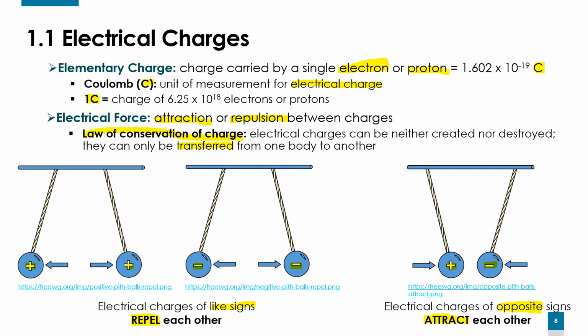Okay, and how do I measure the charge? How much? By the Coulomb. So one electron or one proton has 1.602 times 10 to the power of minus 19 Coulomb. Just one electron or one proton.